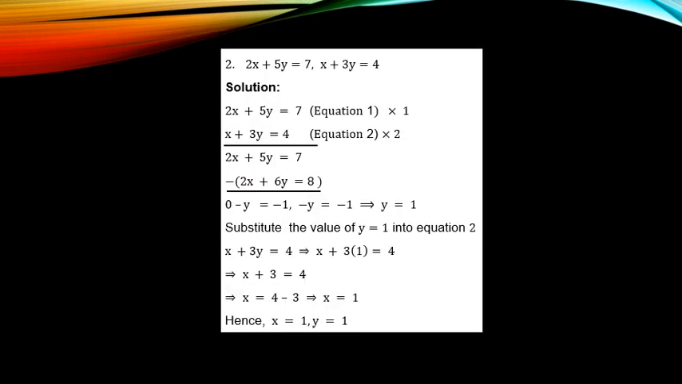Example 2, you have 2s plus 5y equal to 7, and s plus 3y equal to 4. So you label the two equations. Equation 1 as 2s plus 5y equal to 7. Equation 2, s plus 3y equal to 4.